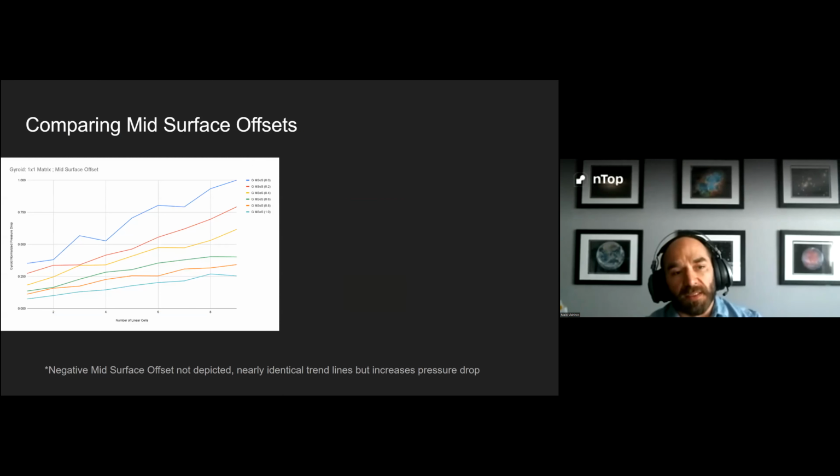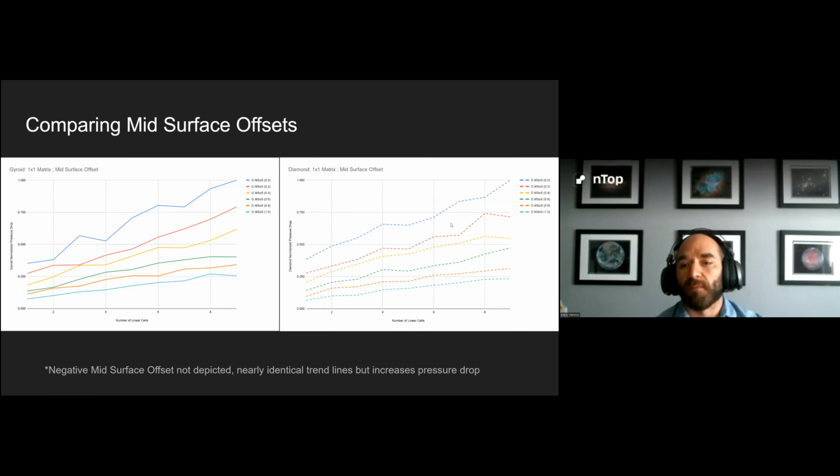Comparing the mid-surface offsets, we'll start with the gyroid. In this case, the blue line here at the top is the gyroid, mid-surface offset of 0, and we're going to move downstream from there. So we're going to increase the passageway. And as you would expect, we're going to see a reduction in pressure drop. So now we have another tool available to us for pressure drop. Aspect ratio, mid-surface offset. Diamond, we saw the same thing here in the dashed lines, similar trends.